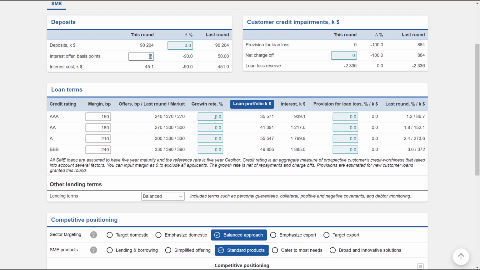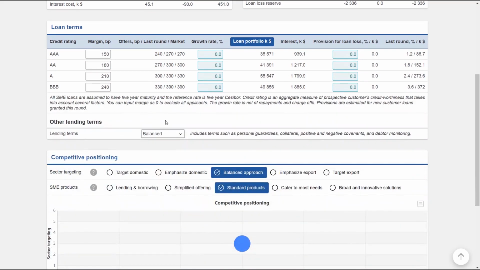Growth rate estimated here, and then the loan loss provisions estimated here for all the different segments. Then we move on to the lending terms, where we decide between 5 different options. We have no terms, which obviously is very aggressive expansion, and then covenant heavy on the other end, which is very conservative.